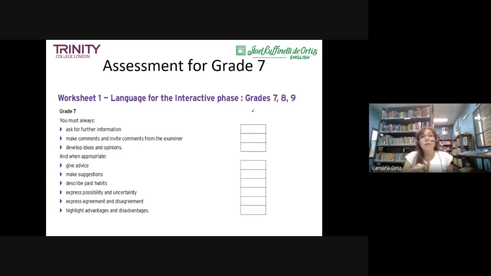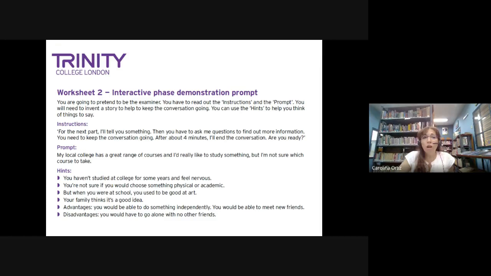So these are check marks. This is the assessment for the examiner. The examiner would be checking if the student, when he's reaching the interactive task, is able to ask for further information. Is he just asking simple questions for the prompt that I'm giving, or is he expanding? Is he asking more questions about it? Is he giving advice? Is he describing past habits? Does he have the ball on his side? Is he demonstrating that he can be responsible for maintaining a conversation?